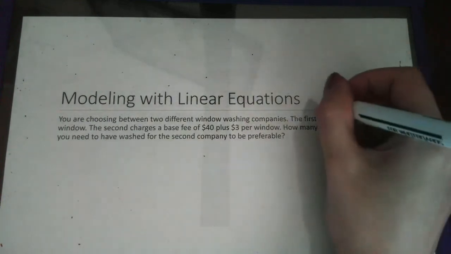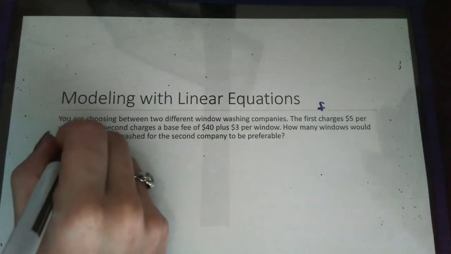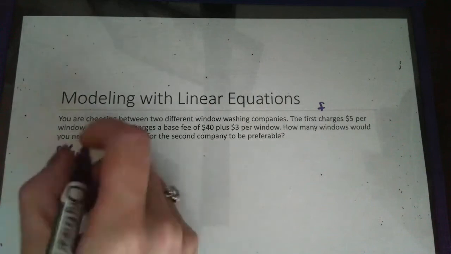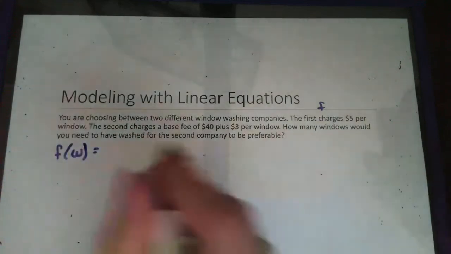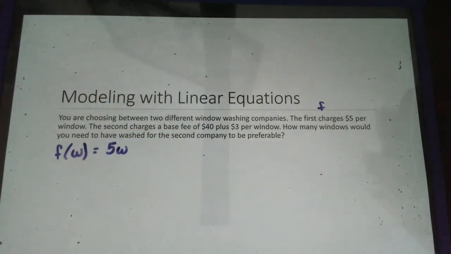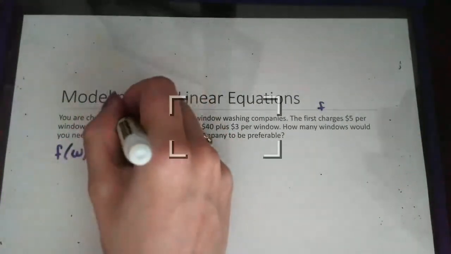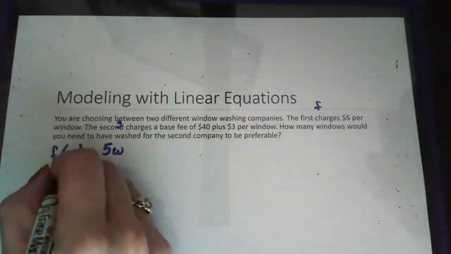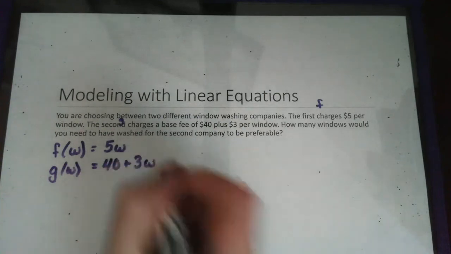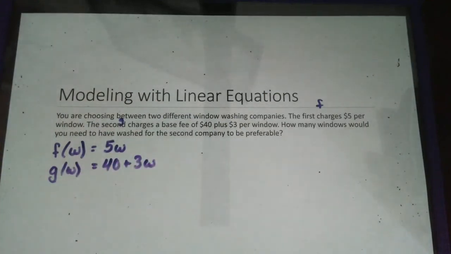So our first company, we'll call them F. Company F washes windows, and if we have an input of W windows, the cost that we're going to pay is $5 per window. So if we take 5 times the number of windows washed, we will get the total amount that the bill will come to. The second company, we'll call them G, washes windows, and their cost is $40 up front plus $3 per window. So it's cheaper for each window, but we still have to make up for the fact that we paid $40 up front.